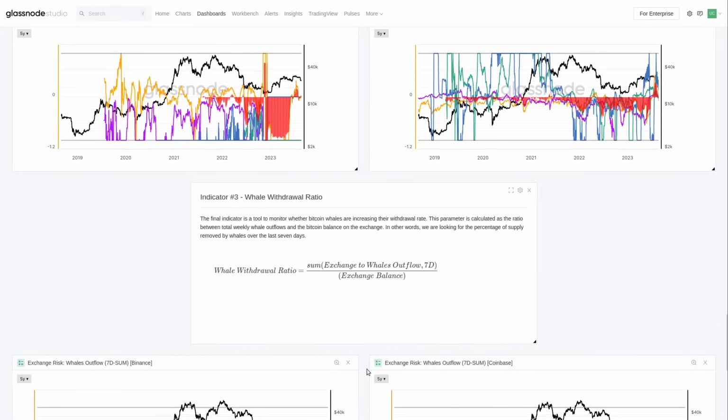Now, the last one we're going to look at is the whale withdrawal ratio. Again, we're going to put the exchange balance in the denominator. And what we're going to look at is the 7-day flow of funds to whale addresses. So this is looking at whales, people who have more than 1,000 BTC. This is typically trading desks, larger entities, withdrawing funds out of an exchange to their wallet.